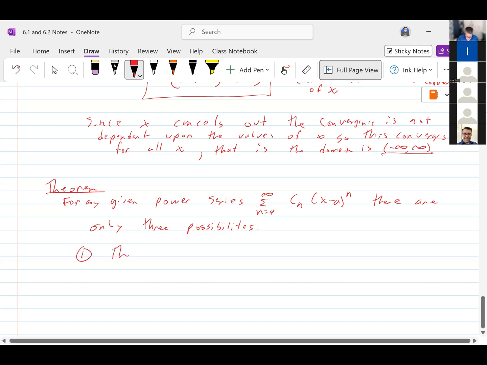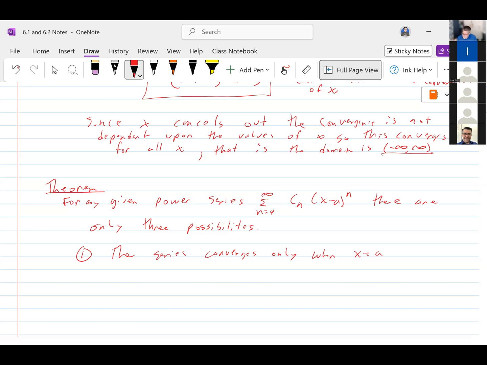One, the series converges only when x equals a. That just means it goes to 0. All you're doing is adding zeros, so it converges to 0. This is kind of the trivial case.